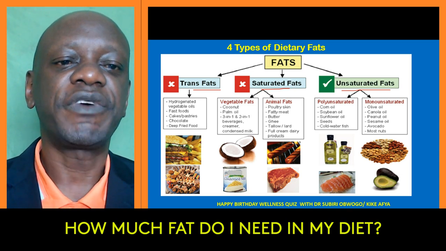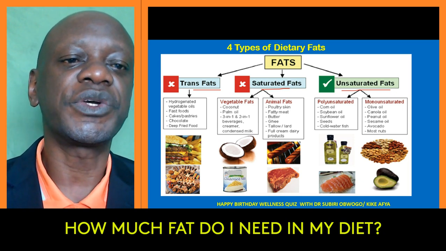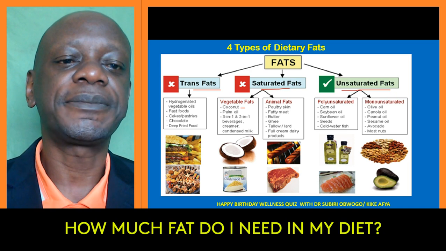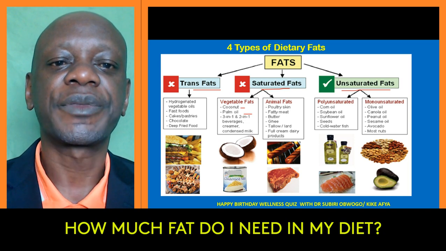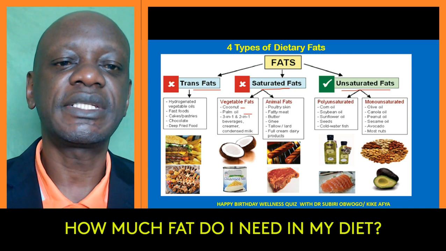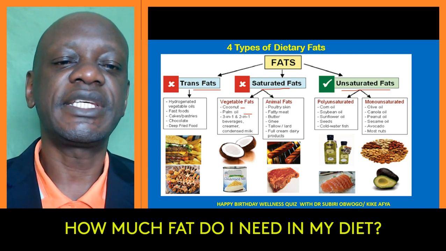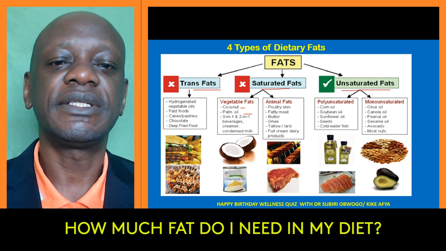Saturated fats are divided into vegetable fats and animal fats. Vegetable saturated fats are mostly found in the tropical cooking oils such as coconut and palm oil, as well as beverages and things like condensed milk. Saturated fats are also found in animal sources of protein such as meat, poultry, fish, as well as dairy products like milk, yogurt, butter, ghee, or tallow.